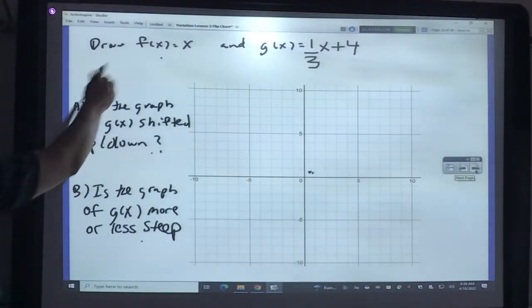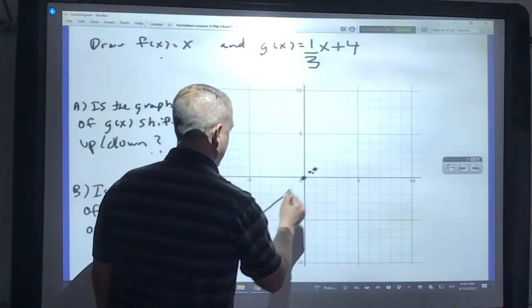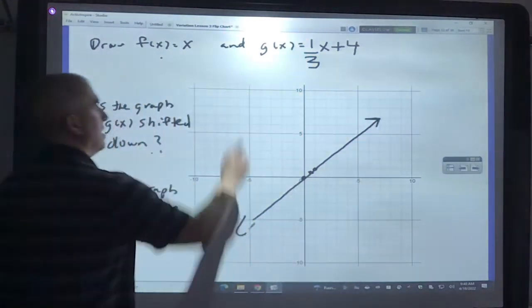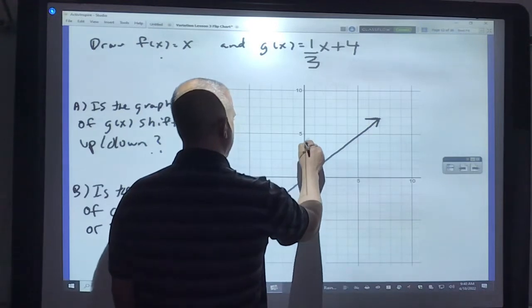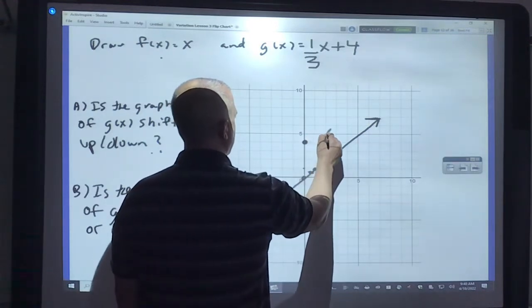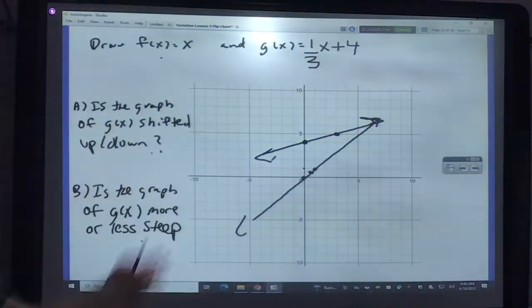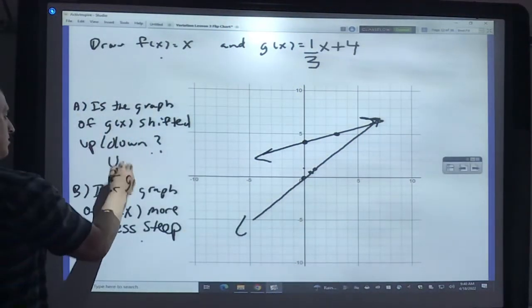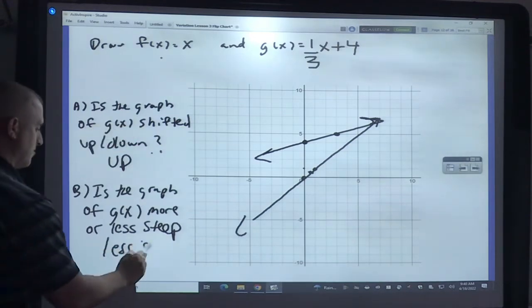All right, so once again, draw f of x as x. All right, so that's here, okay, this is what I got. All right, that's my original. Okay, now let's draw 1/3 x plus 4. So 1, 2, 3, 4, up 1, 1, 2, and 3. All right, so what happened from the original? It shifted up. Is it more steep or less? It's flatter, so it's less steep.